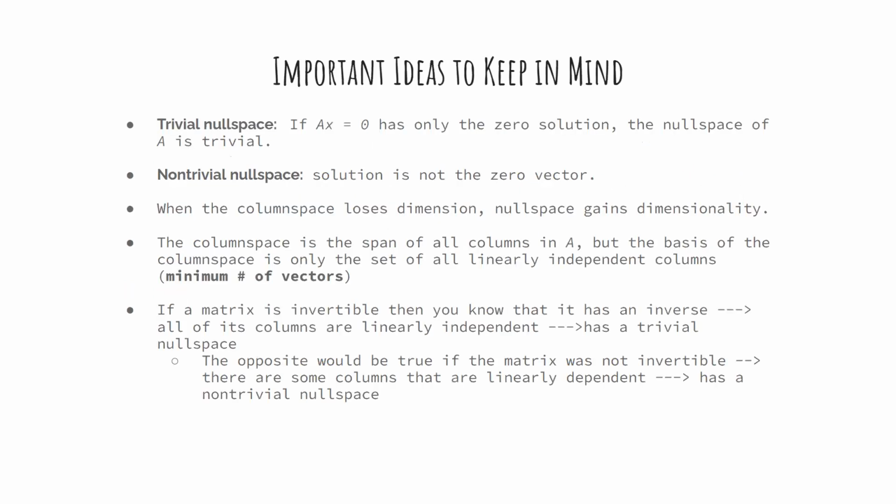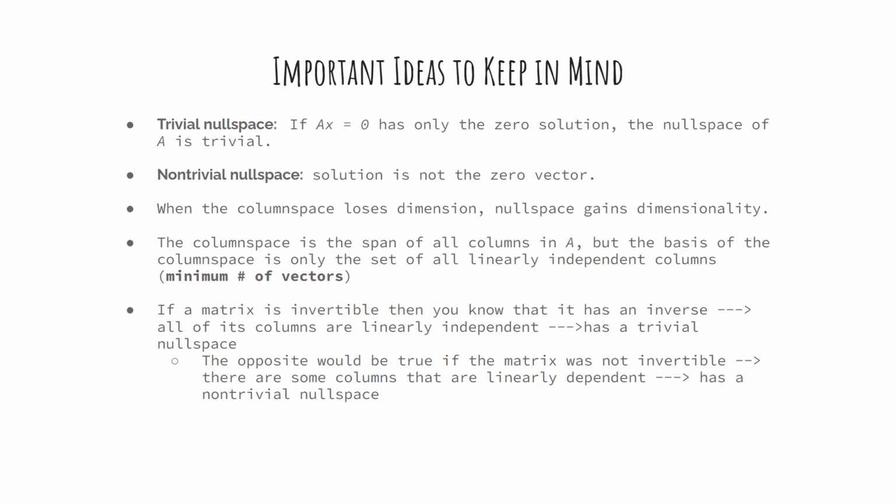Okay, cool. So as a quick review of the big ideas that we talked about, when we refer to a trivial null space, all that means is if you were to compute AX equals 0, and it only has a 0 solution, then we call the null space trivial. And on the other side of that, a non-trivial null space is when the solution to AX equals 0 is not a 0 vector.